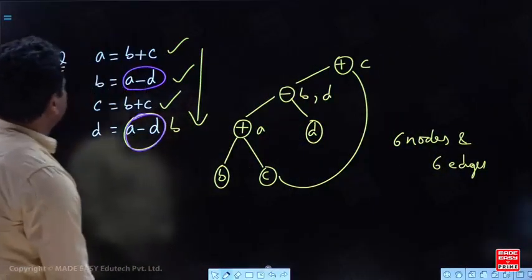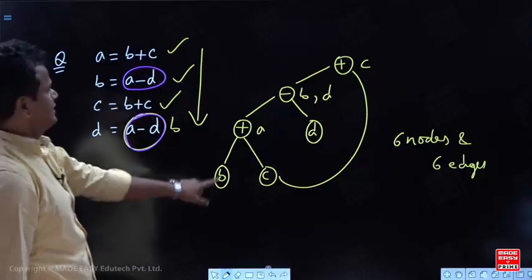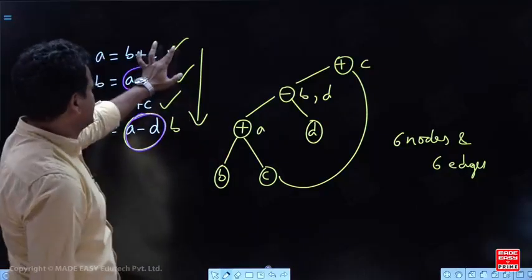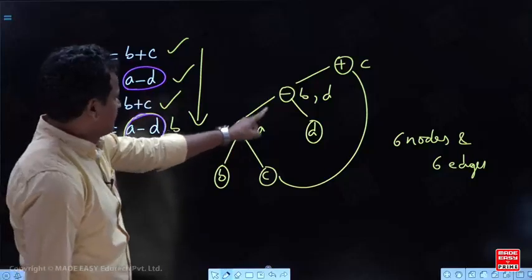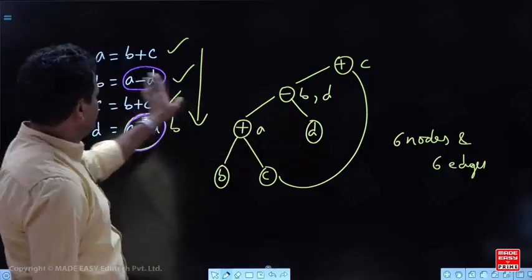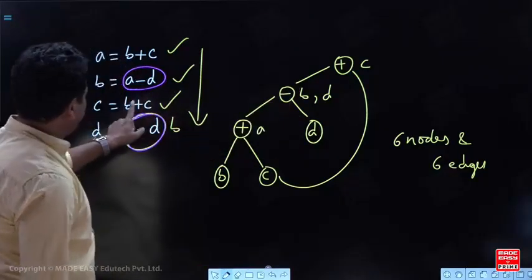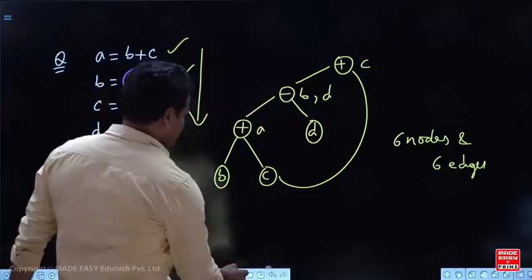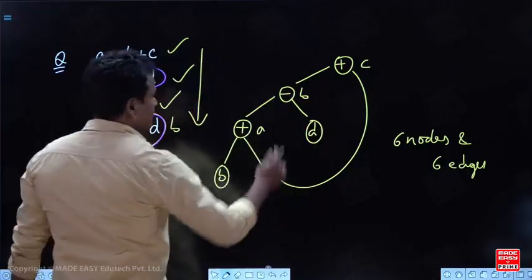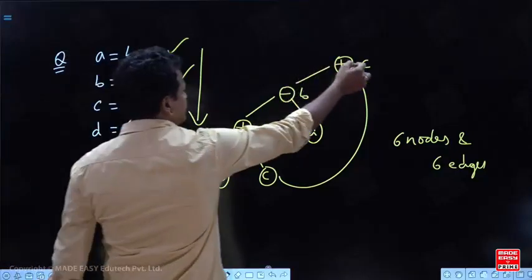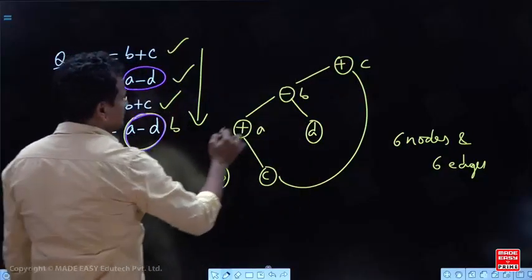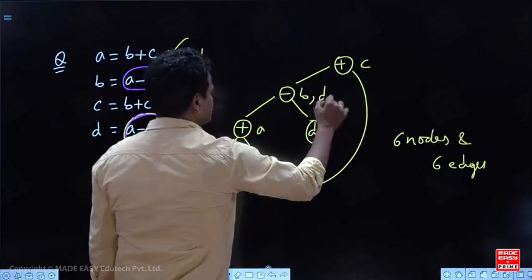Okay, A equal to B plus C. This is done. Then A minus D, which is B. Then B plus C, this is the latest B, plus this is the C. So B plus C equal to C, this is the latest C. Then D equal to B. So B is here, so both B and D are the same.